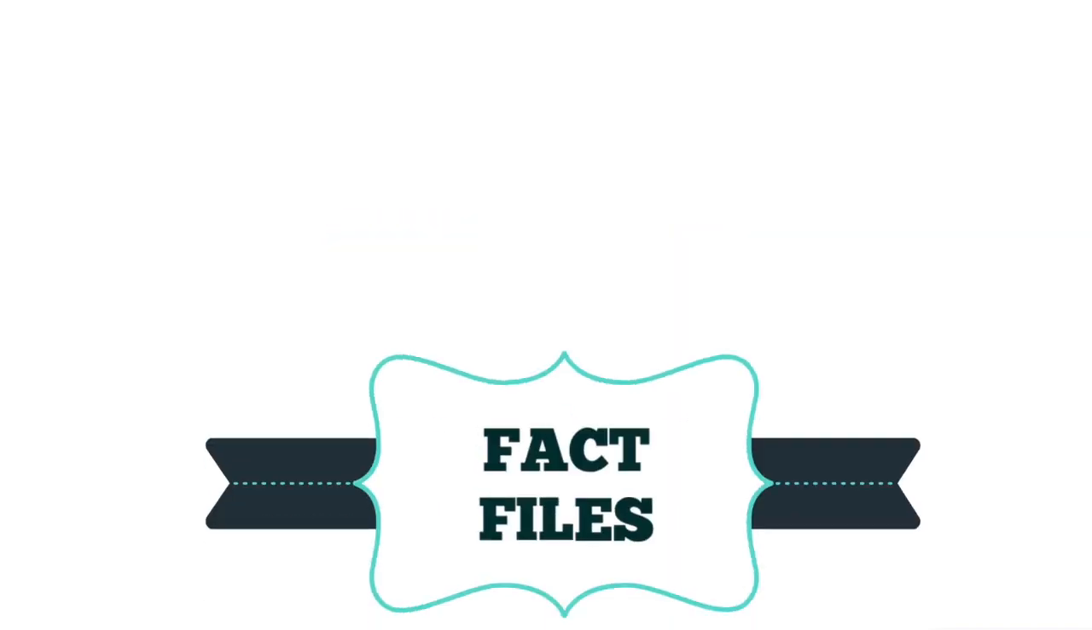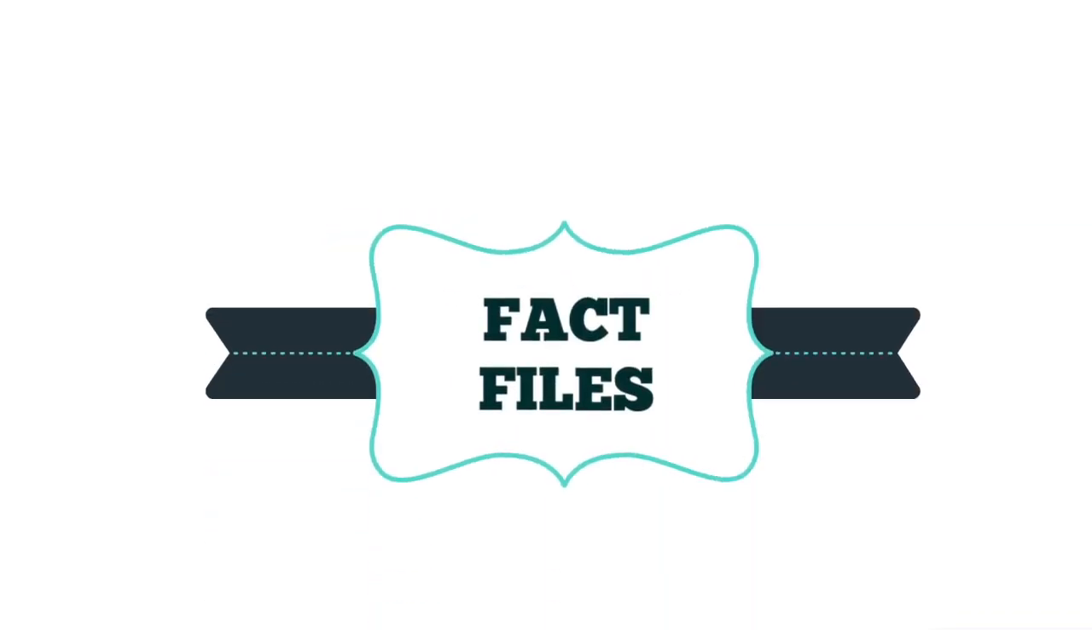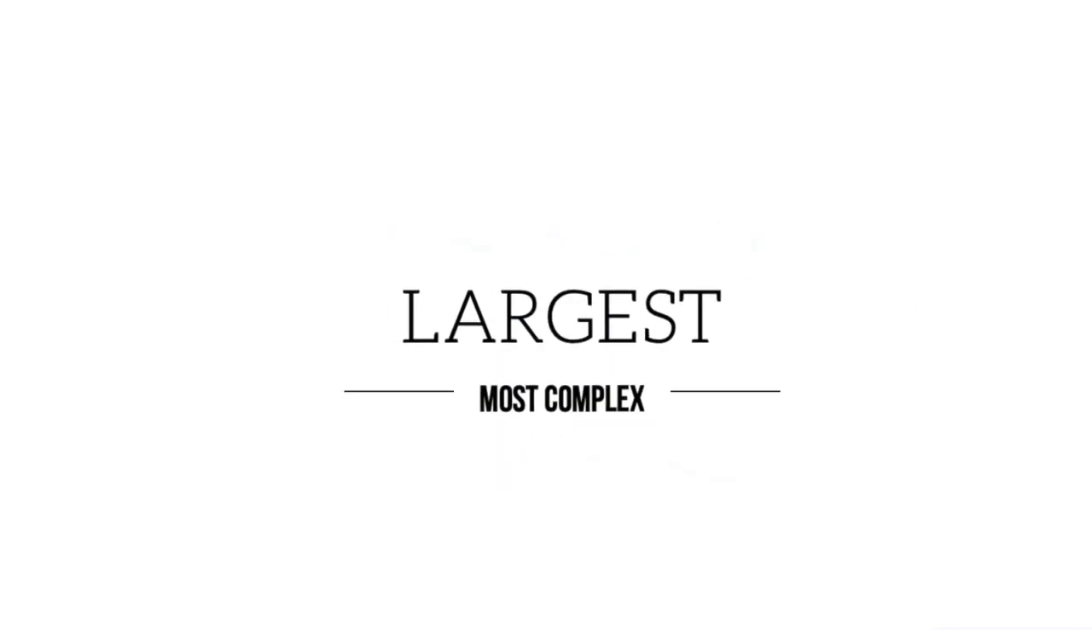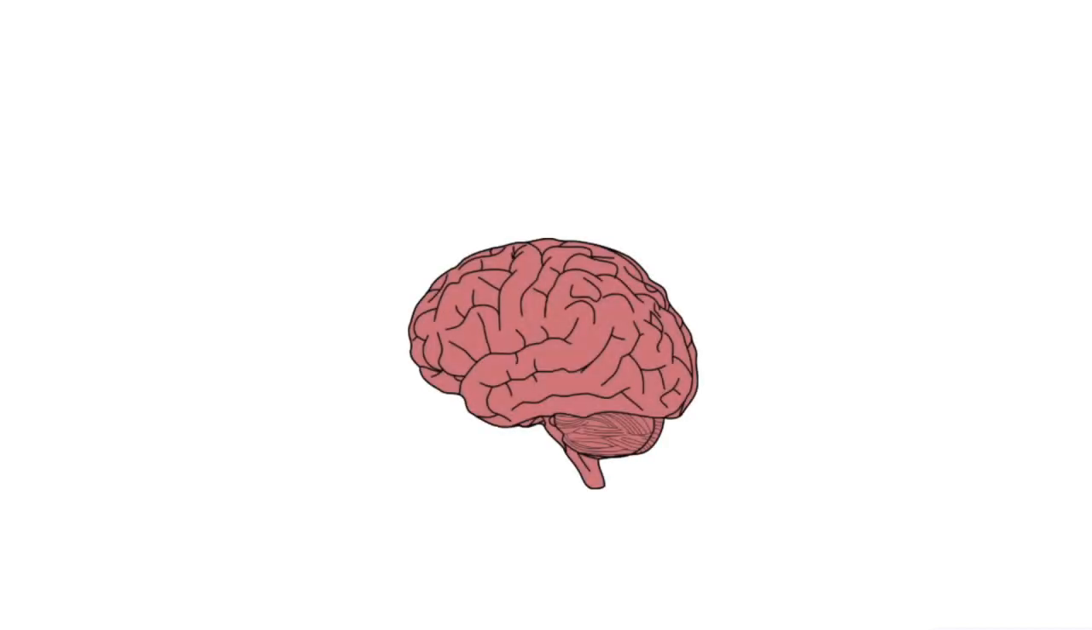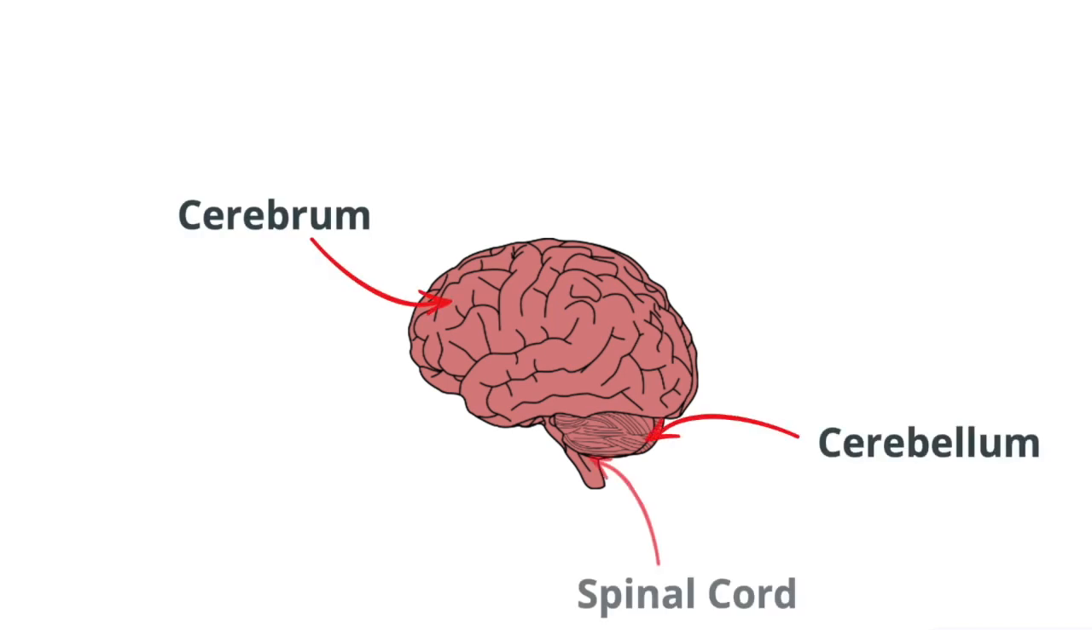But what is the brain, and more importantly, how does the brain function? The brain is one of the largest and most complex organs of the human body. It includes three main parts. These include the cerebrum, cerebellum, and the spinal cord.